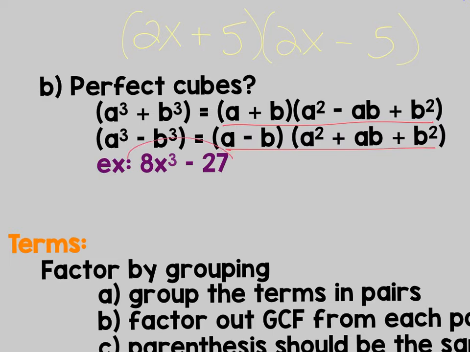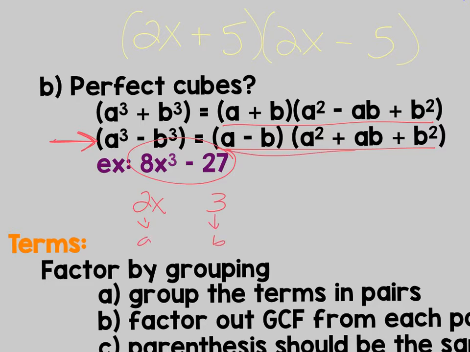So what I do is I look here, and I say, okay, both 8x to the third and 27 are perfect cubes. And the sign in between them is what? A minus. So I'm going to follow this second pattern. The first thing I have to do is identify a. So I have to cube root 8x to the third. What's the cube root of 8? 2. What's the cube root of x to the third? x. That's my a term. Then I have to cube root 27, which would be what? 3. So this is my a, and this is my b.